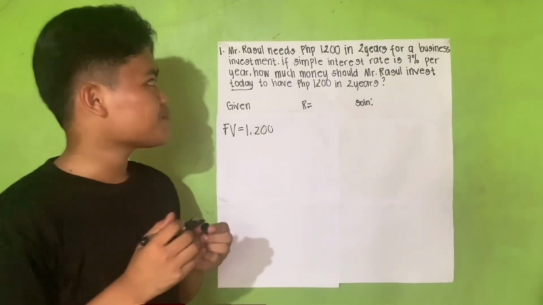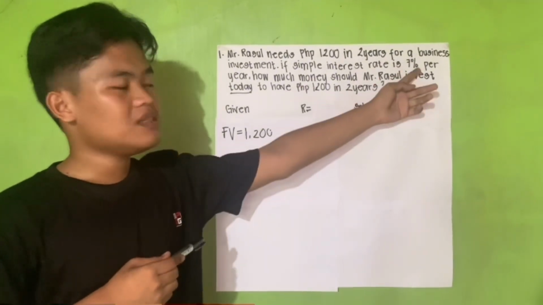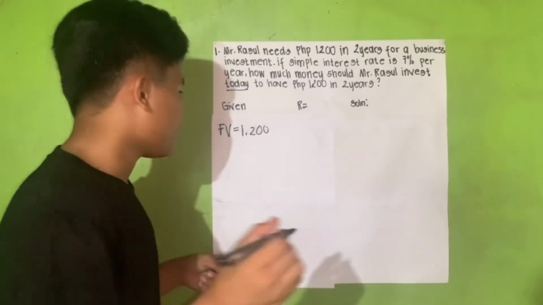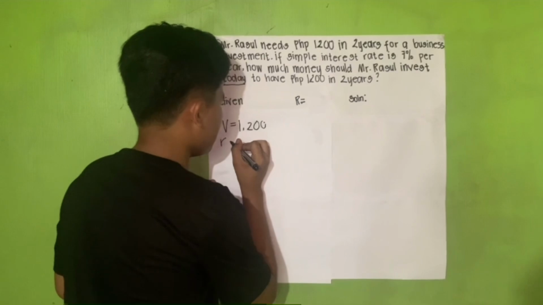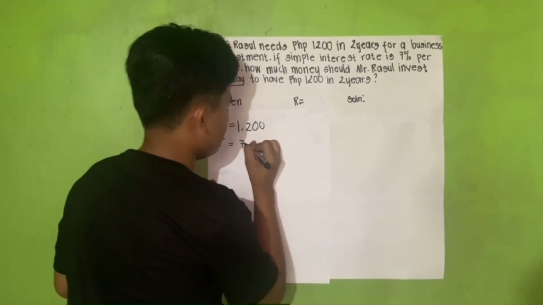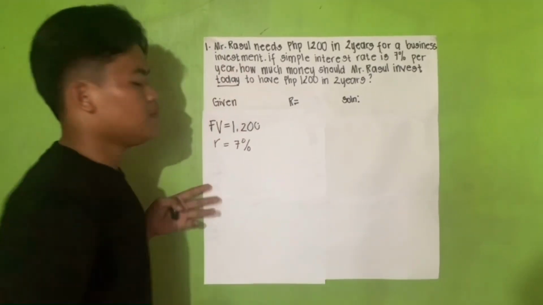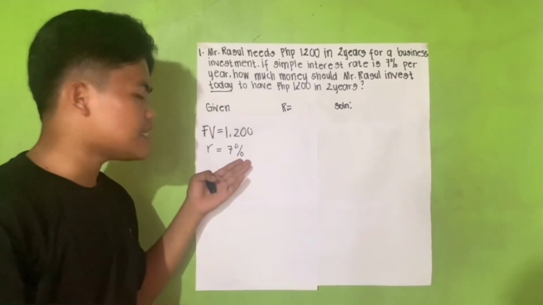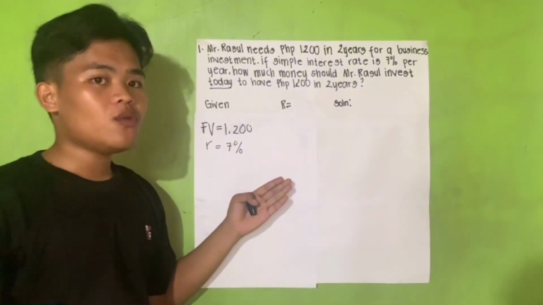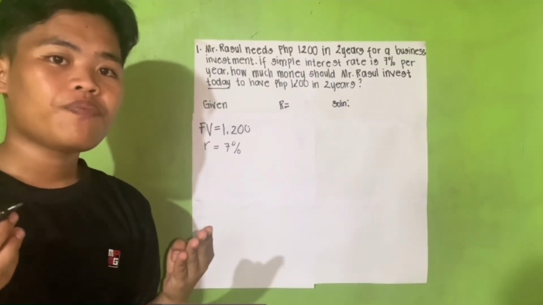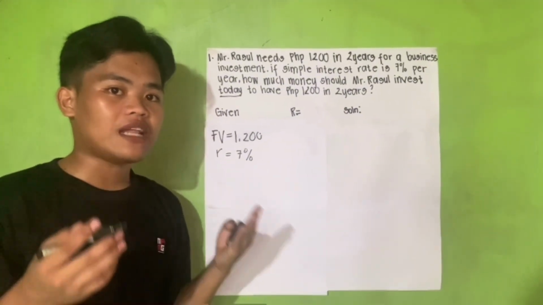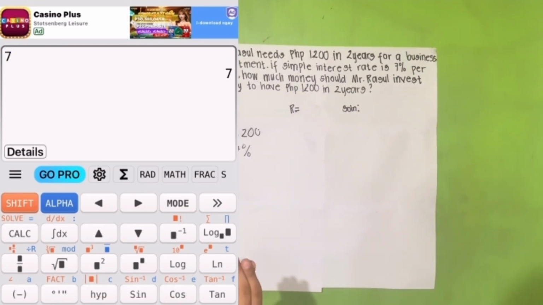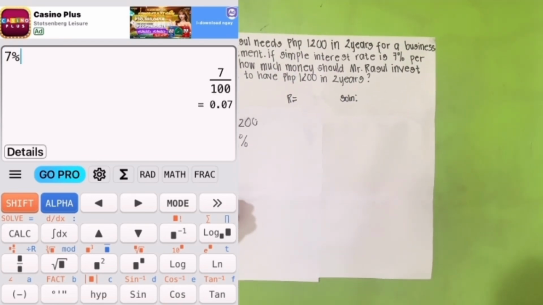Then the next is the 7%. The 7% is our rate. Then we have to convert this into decimal form. Now, to convert this into decimal form, all we need to do is divide it by 100. So let us use our calculator. 7% divided by 100 equals 0.07.